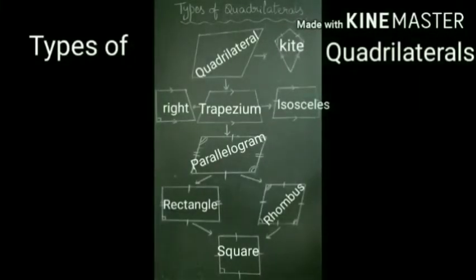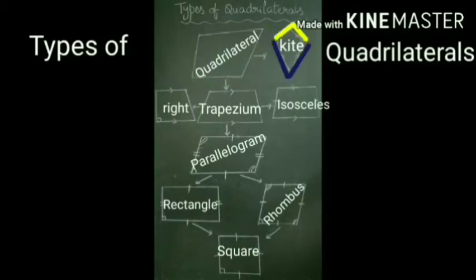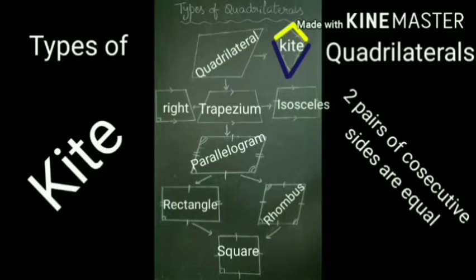Children, here is the flow chart of different types of quadrilaterals. The first figure is just a quadrilateral, that means a four-sided polygon, a general quadrilateral. In a quadrilateral, if two pairs of consecutive sides are equal, then that becomes the kite. You can see the right side of the quadrilateral figure of the kite. Kite is a special type of quadrilateral. Okay, so two pairs of adjacent sides are equal.